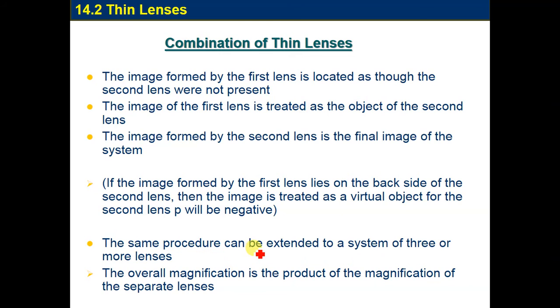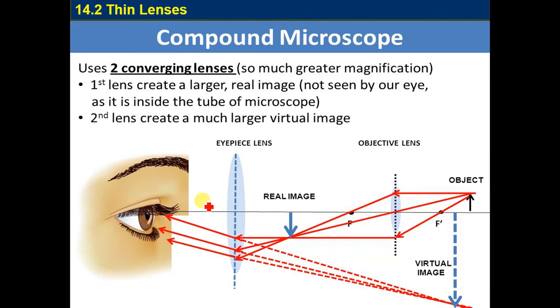The same procedure can be extended to a system of 3 or more lenses. So maybe we have a microscope with more than 2 or 3 lenses. When we want more accurate results, we use more lenses. The overall magnification is the product of the magnifications of the separate lenses. So the final magnification is the product of these two, the magnification produced by this one and the magnification produced by this. That's why we get a greater magnification at the end.